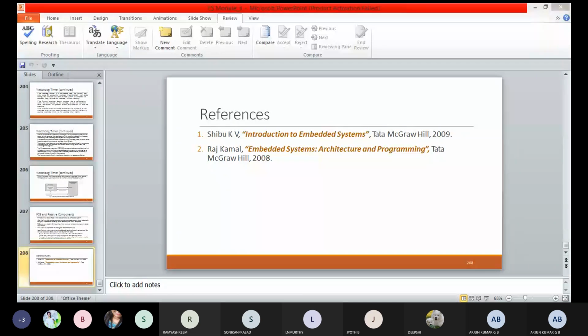Examples are microprocessors, microcontrollers, and digital signal processors. These are some of the general purpose and domain specific processors. The second one is application specific integrated circuits, which perform specific and unique applications.